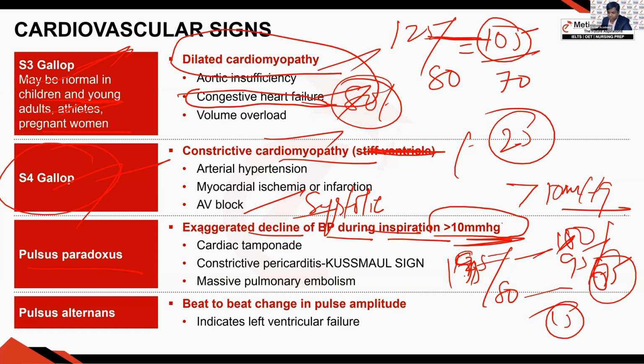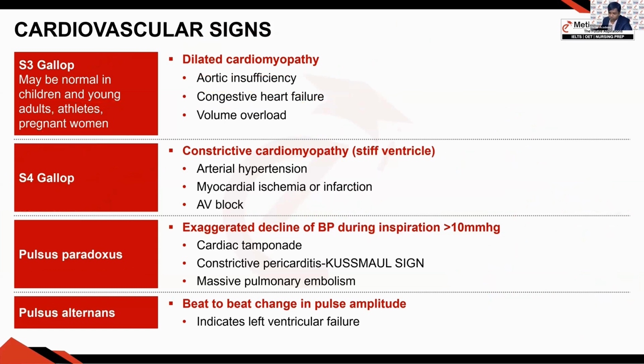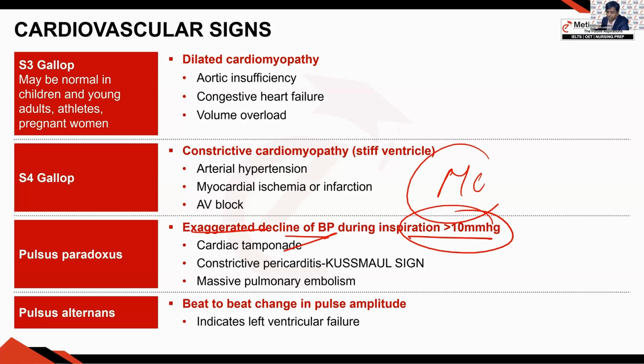Important question. The value they may be asking you: more than 10 mm of Hg decline of systolic BP. Very important. Exaggerated decline of BP during inspiration, greater than 10 mm of Hg. Right. So, in which condition is it seen? It is seen in cardiac tamponade. Most commonly, pulsus paradoxus is seen in cardiac tamponade.